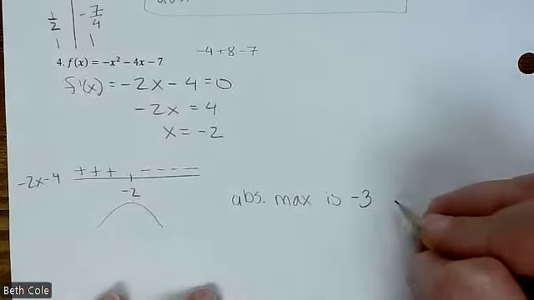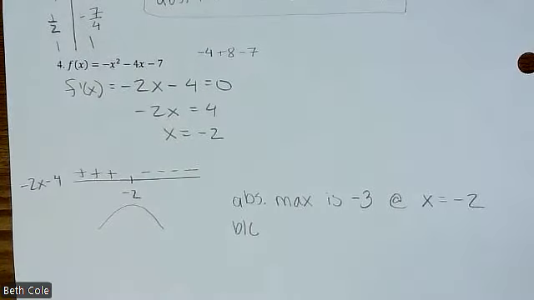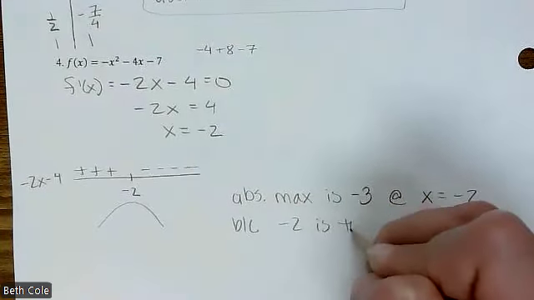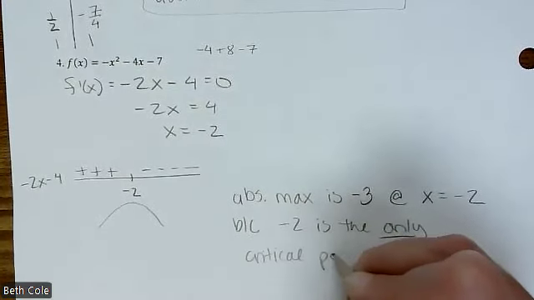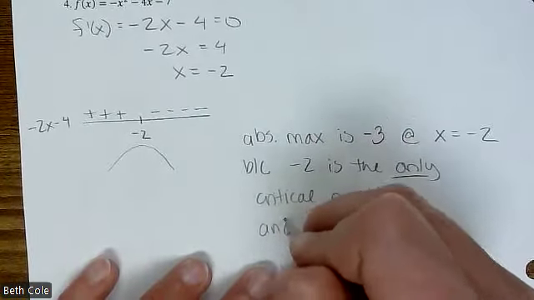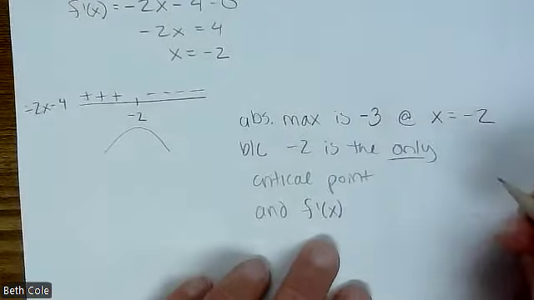So the absolute maximum is -3 at x equals -2 because, now, why is it absolutely the highest? But why not some other number? Like, why does it have to be this one? It's the only one that there is, and that's how you say it. Because -2 is the only critical point. That's how you say it. If it's the only one, it has to be it, right? Because -2 is the only critical point, and who's our source that we cite? F prime. It's the first derivative test is why it's called that.